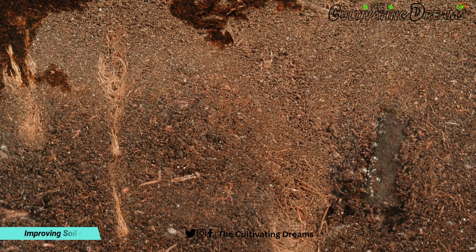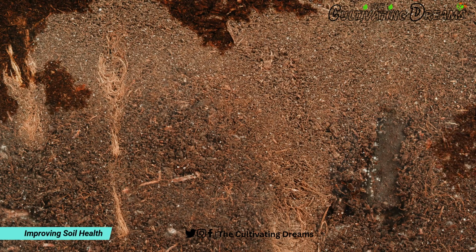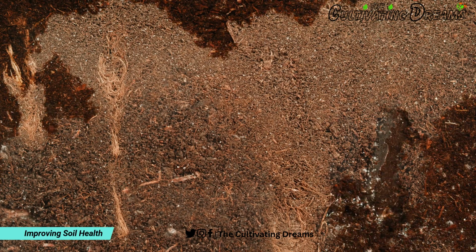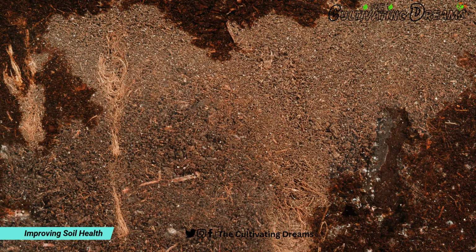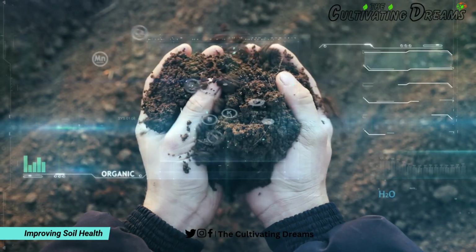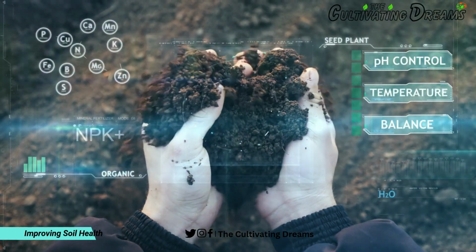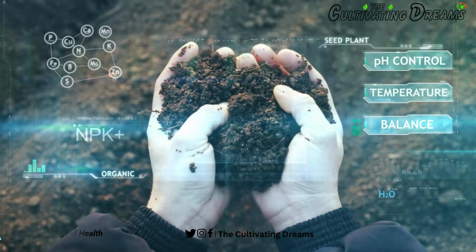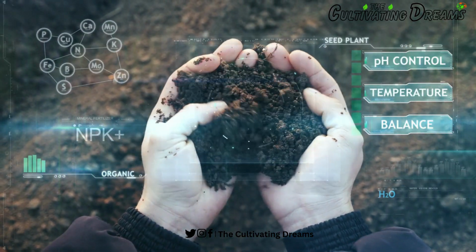By improving the structure, fertility, and water retention capabilities of the soil, regenerative practices restore its health. Enhanced nutrient cycling, increased root penetration, and erosion prevention are all benefits of improved soil structure. Nutrient management thrives. Composting rejuvenates the soil with organic matter, reducing reliance on synthetic fertilizers.